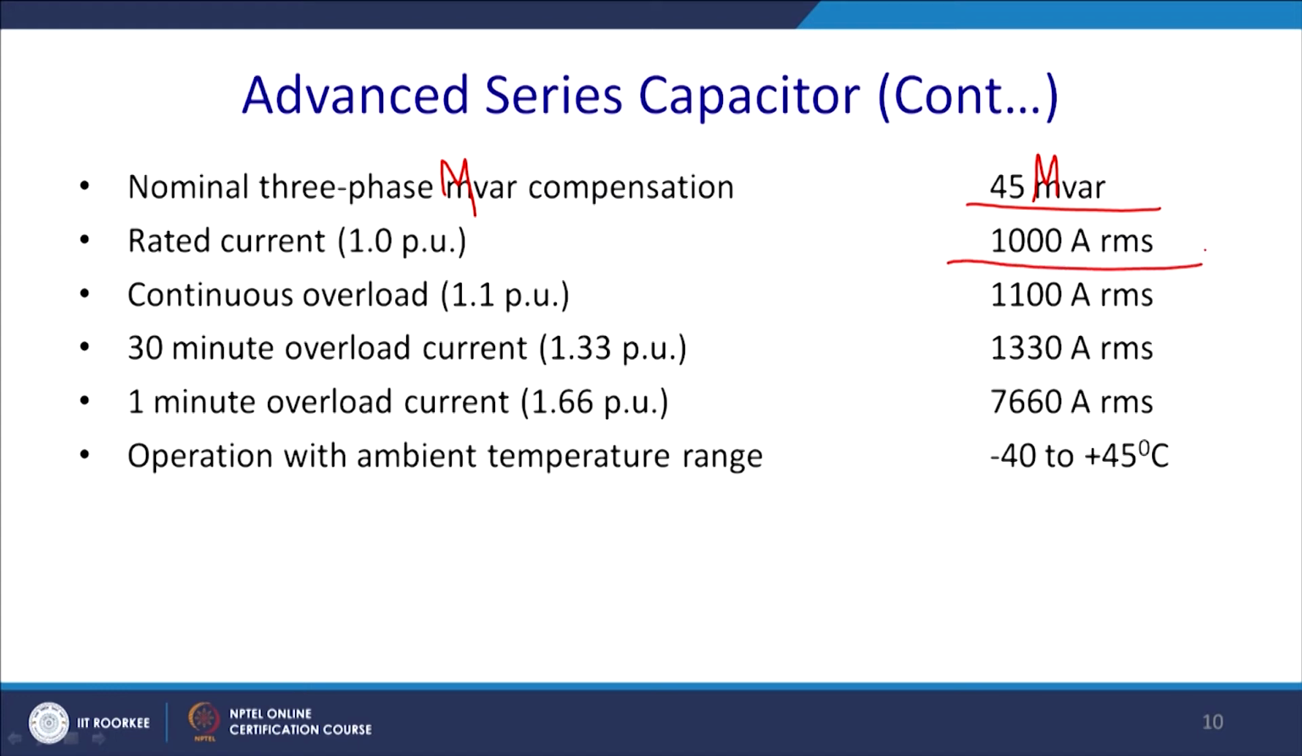Continuous overload will be around 10%, that is 1.1, it will be this value, and for 30-minute overload current we can go to 33% more. So, current can be allowed to flow about 1330 ampere. 1 minute overload current should be this much value, about 1666 amperes, and operation with the ambient temperature range will be 40 to 45.